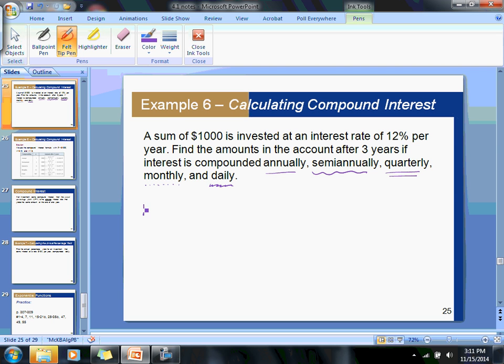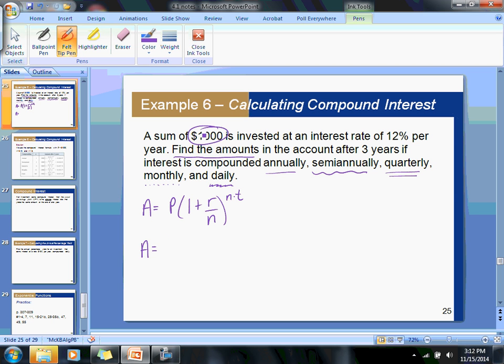But if we start with our equation, we'll have P times 1 plus R over n, or I'm sorry, to the n times t. Okay, that's our interest equation, our compounded interest. And the amount is what we're going to be finding. It says find the amount. So A is what I'm finding.